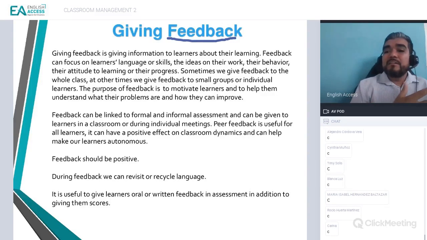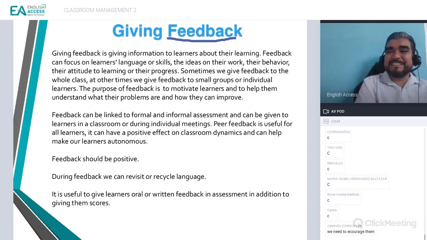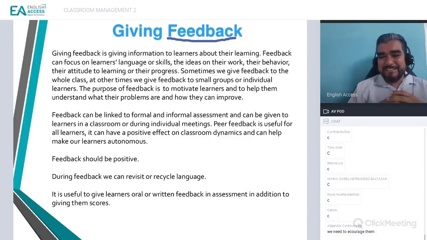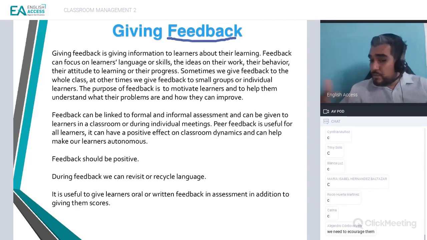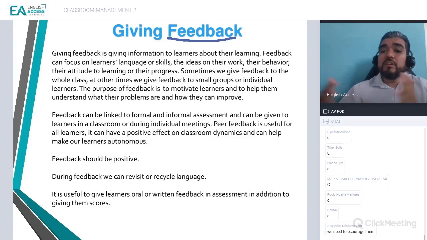It's not only throwing happy faces to the kindergarten students, right? It's not only grading notes to the elementary school students. We need to continue doing it through the whole process. If you're a teacher, you need to continue giving feedback, right? Feedback, as it says right here, can be not only on the language, but also on their attitude, on their behavior, and on their progress.